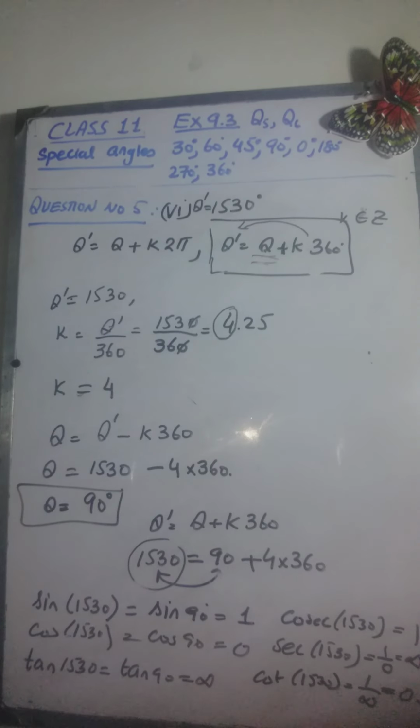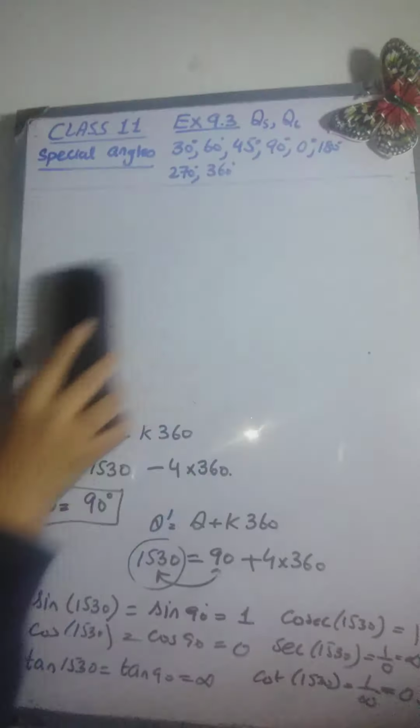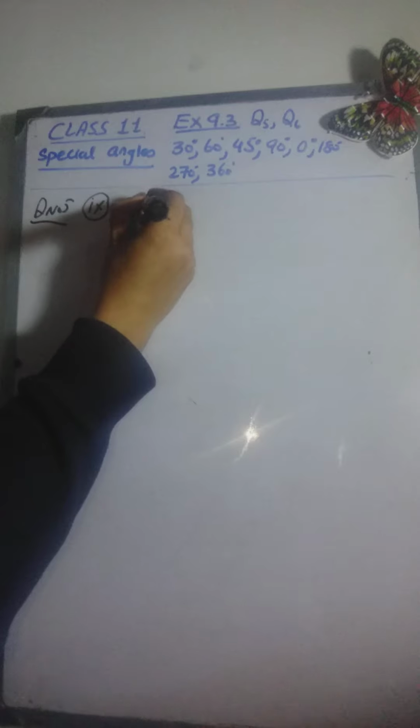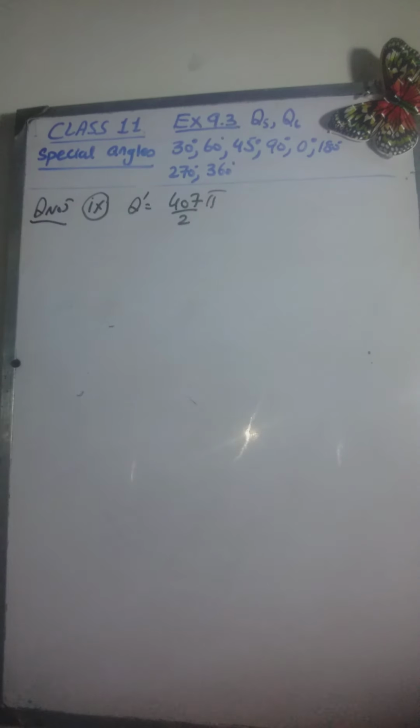So let us try one more example. Now suppose the angle is in radians. For example, question number 5, part 9. The angle theta dash is 407 by 2 pi. Now it is in radians. The method will be the same.